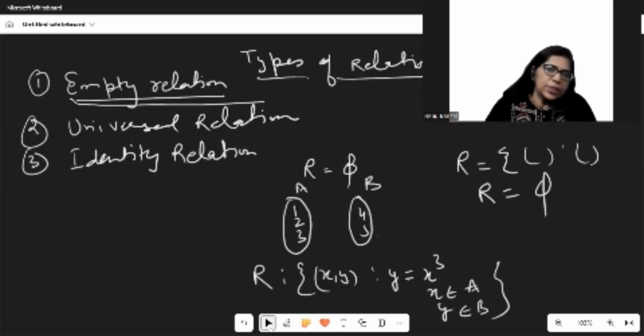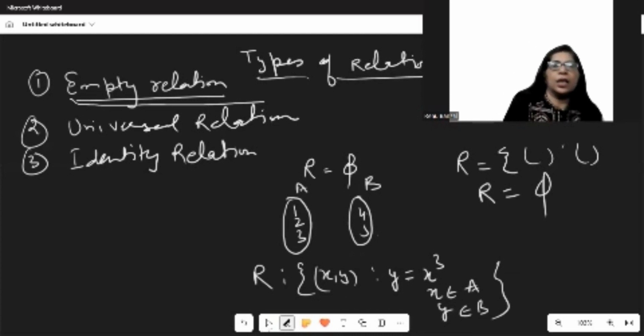So in such case, we say a relation is an empty relation. Is this clear? Fine. And this can be a relation from a non-empty set A to a non-empty set B or from A to A. And when we say relation is from A to A, in 11th we learned, we say this condition as relation on A.